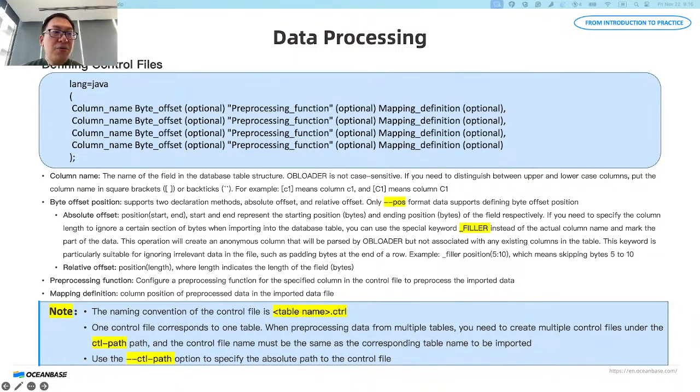Here, we need to note that the naming convention of the control file is table name dot control, and one control file corresponds to one table. When pre-processing data from multiple tables, you need to create multiple control files under the control path, and the control file name must be the same as the corresponding table name to be imported. And the last one, use the control path option to specify the absolute path to the control file.